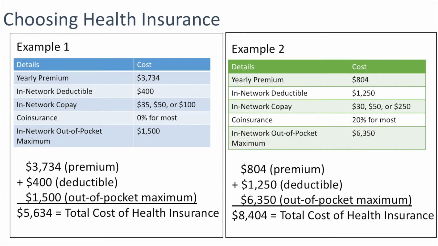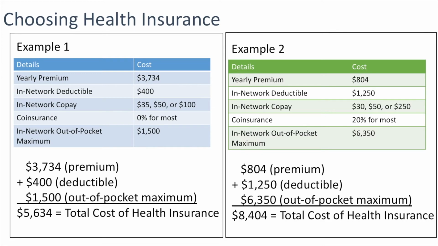When choosing health insurance, the total cost of health insurance is an important number to know so you can compare plans. In this example, example 1 has a much higher premium, over 4 times as high, but has a deductible over 3 times as low and an out-of-pocket max over 4 times as high.